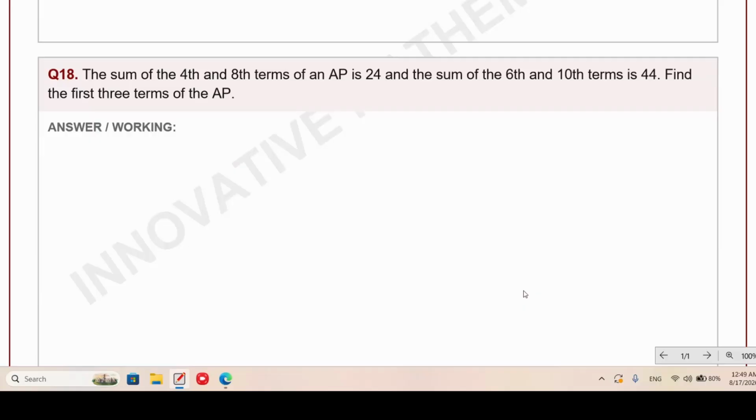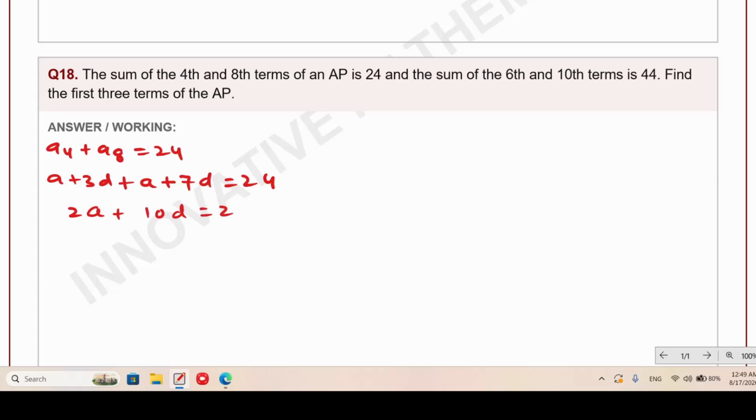The sum of the fourth and eighth term of an AP. Again ऐसा क्वेश्चन पूछते हैं. A4 plus A8 is equal to 24, means A plus 3D plus A plus 7D equals 24. Okay, means 2a plus 10d equals 24. सबको 2 से डिवाइड करो तो a plus 5d equals 12. This is equation number 1.